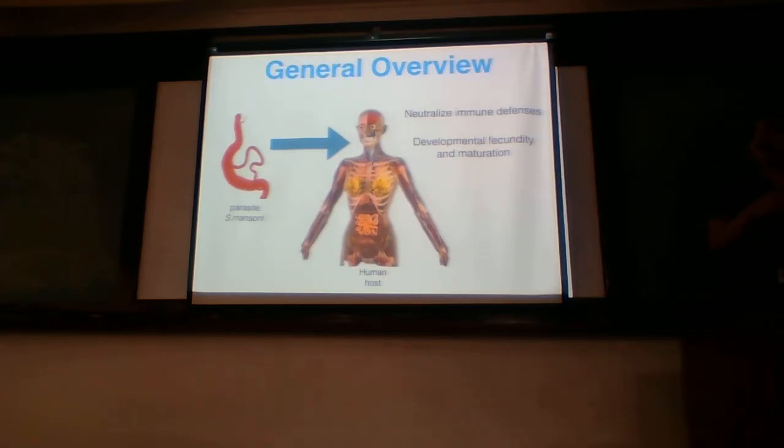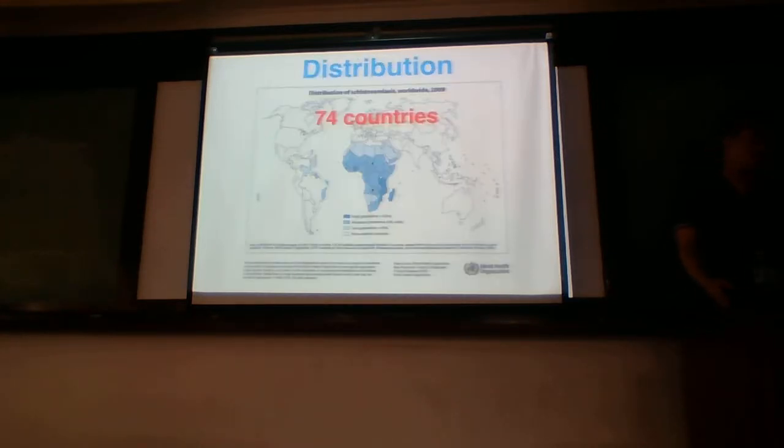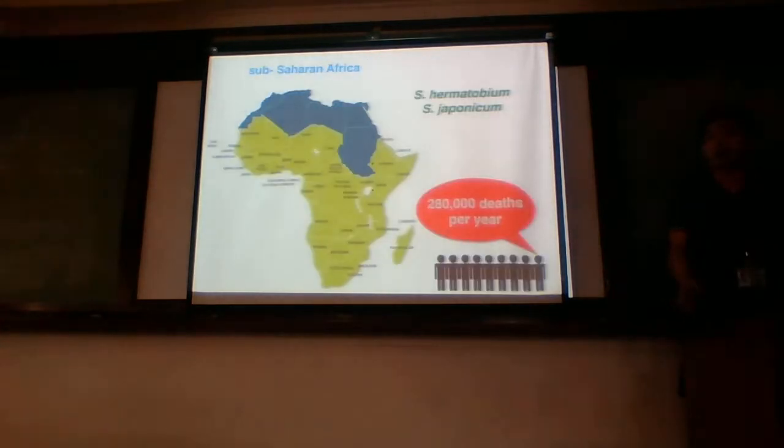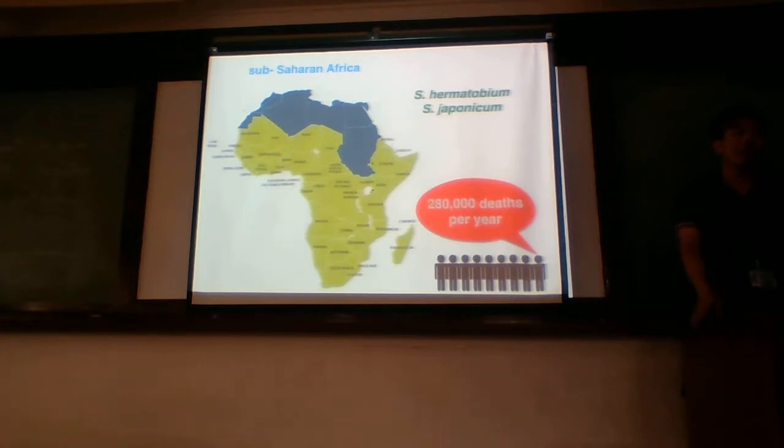So, Schistosoma mansoni together with Schistosoma haematobium and Schistosoma japonicum is responsible for putting an estimated number of 600 million people spread over 74 countries at risk, of which 280 people die per year in sub-Saharan Africa alone. That's why this disease is medically significant, and a lot of research should be put to study it.